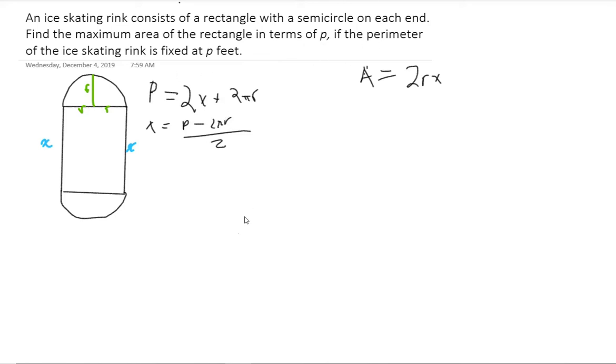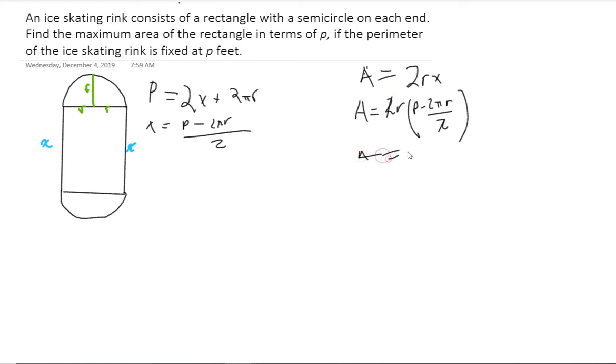Now we have x. So let's plug this into our area function. Now everything is in terms of r and p, which is okay because p is a known value and r is our variable. So we're going to have to get rid of r soon. So now the 2's cancel. Nice.